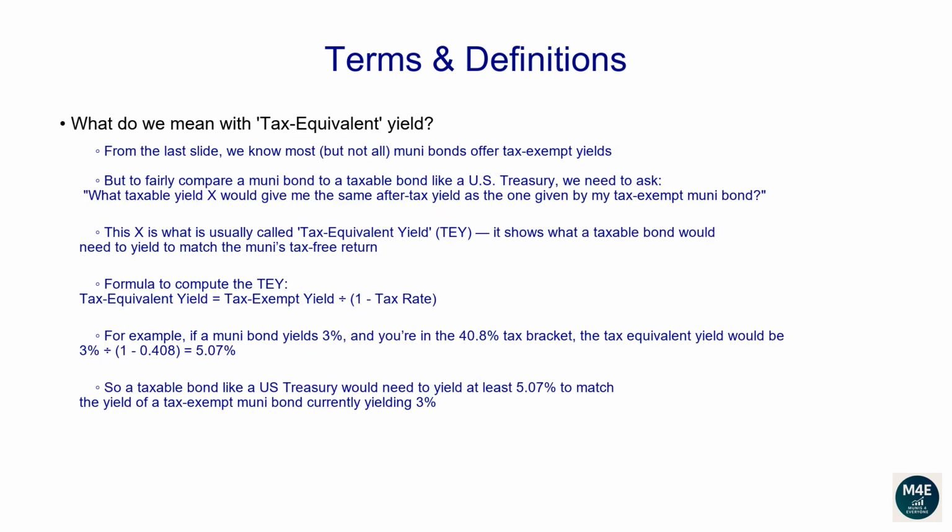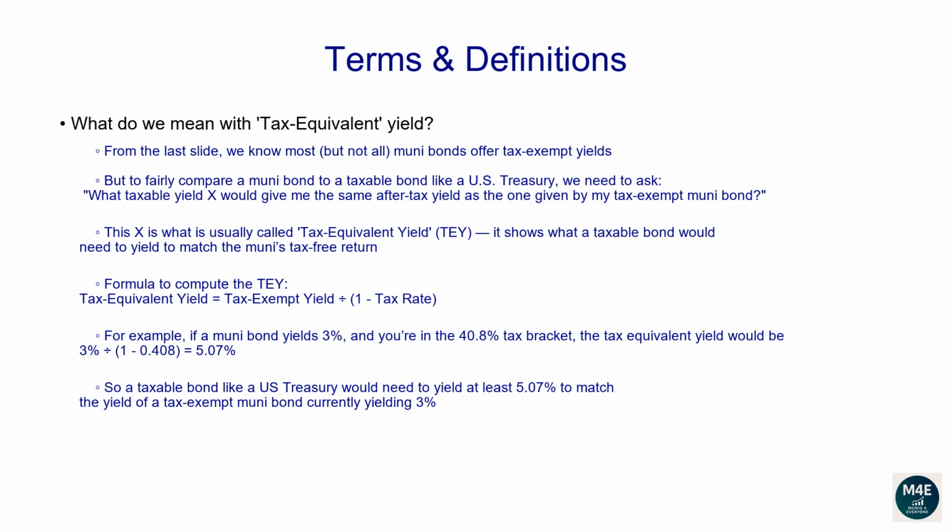What do we mean with tax-equivalent yield? From the last slide, we know most, but not all, muni bonds offer tax-exempt yields. But to fairly compare a muni bond to a taxable bond like a US Treasury, we need to ask, what taxable yield X would give me the same after-tax yield as the one given by my tax-exempt muni bond? This X is what is usually called tax-equivalent yield, TEY. It shows what a taxable bond would need to yield to match the Muni's tax-free return.